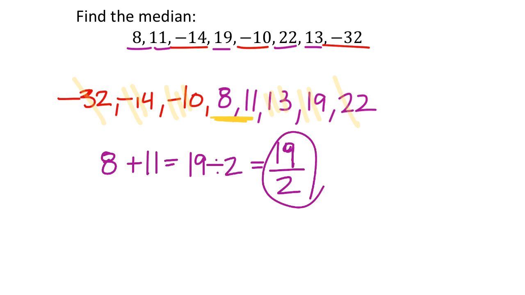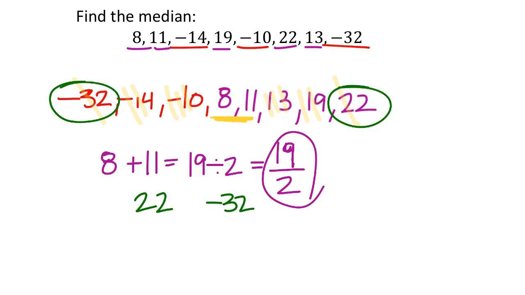Now, I do want to find the mode for this one, or I apologize, well, the mode, sure. None of the numbers repeat, so we would just say there is no mode. But what are we going to do about the range? Well, we can see the two numbers we need to use. We've got the biggest number at 22 and the smallest number at negative 32.